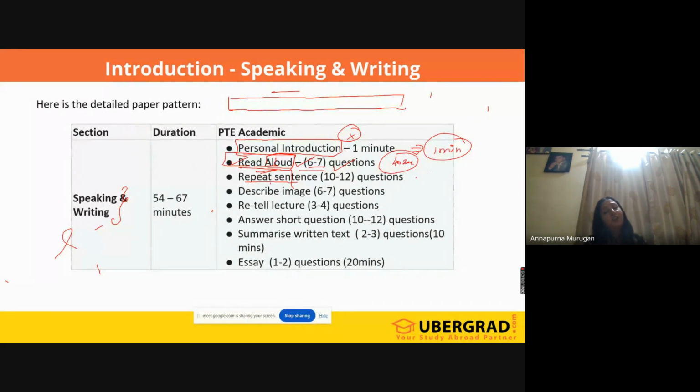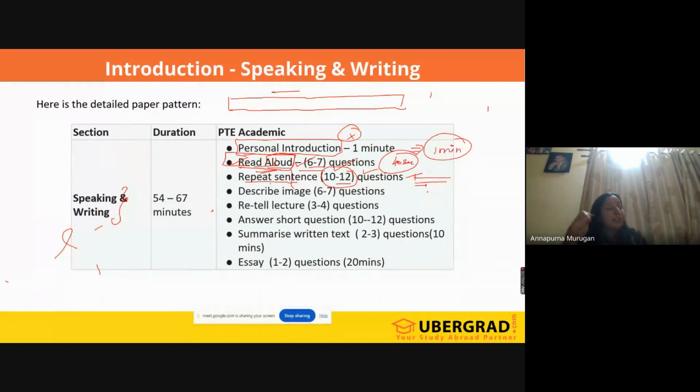Here also it will be one sentence, and you need to repeat exactly the same. This will be a little challenging, but when you focus, I don't think it will be challenging. I'll be giving you the techniques and everything for this, so that you can score 10 to 12 questions correctly. That means how easily you can score, because this will be just one sentence, guys.